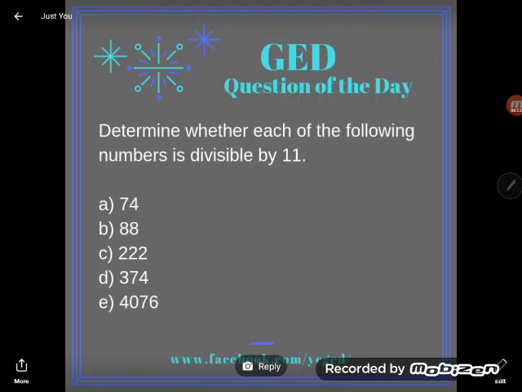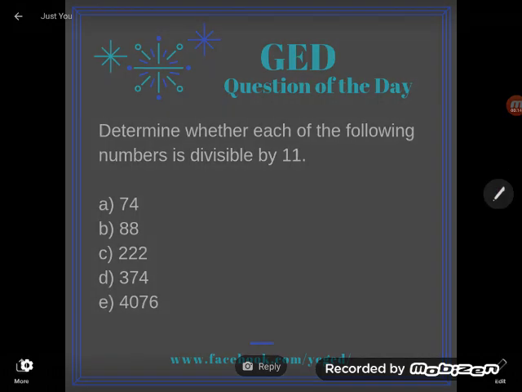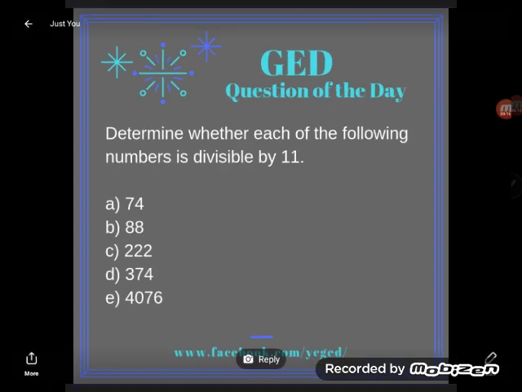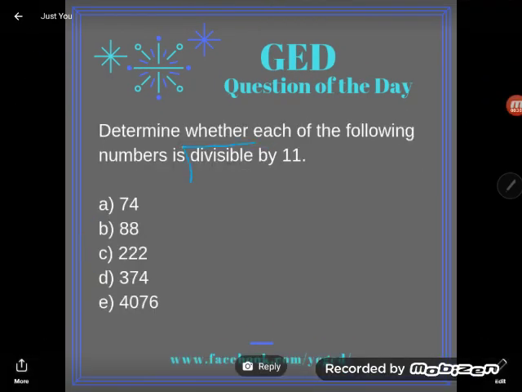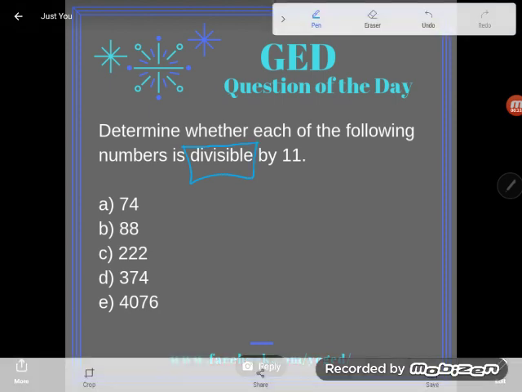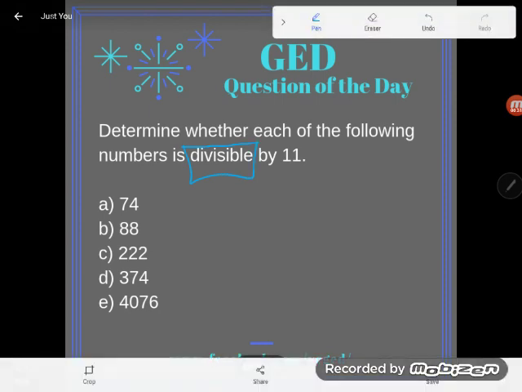Hey GED students, it's GED question of the day time, and today we've been asked to determine whether each of the following numbers is divisible by 11. So one of the most important topics to teach GED students is the topic of divisibility, and it's also one that too many teachers skip over.